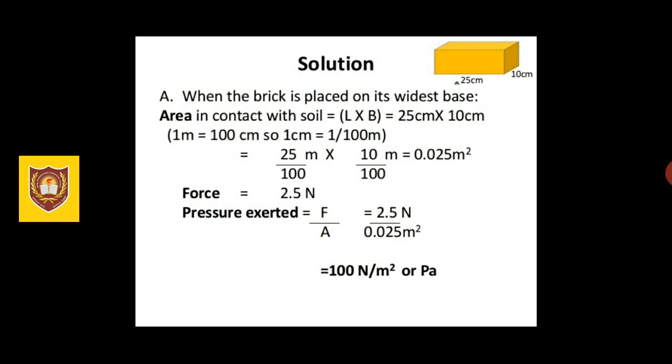Force is given to us, that is 2.5 Newton. So pressure is equals to force upon area, and force is 2.5 by area 0.025 meter square. So the answer will be, when you will solve it, 100 Newton per meter square or 100 Pascal.